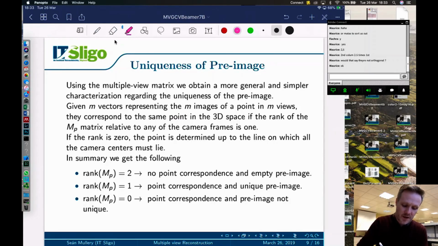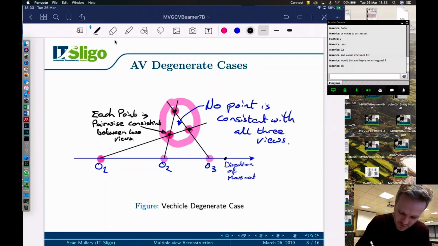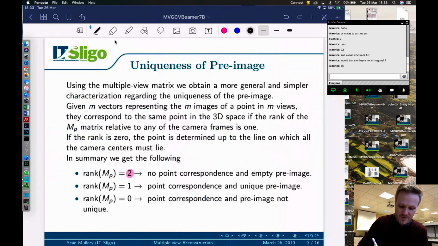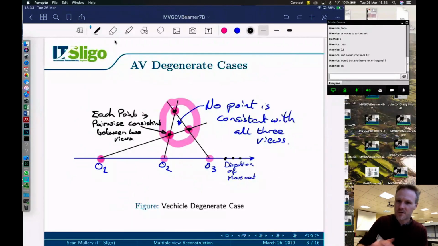So if we get a rank of 2, which means that those two are linearly independent, that's the situation we would have here. Okay, so they would be linearly independent rather than dependent. If the 3 points happen to be on the exact center here, then we have the opposite. We have this one where the pre-image is not unique, and we have loads of pre-images. We have a whole line of them that would fit that. Okay, so 2 slightly different scenarios, as you can see there.